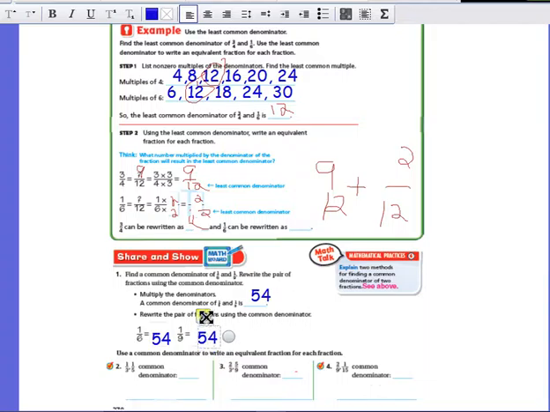Now I need to get my numerator. And my numerator is, well, 6 times 9 equals 54, and 9 times 1 equals 9, and 9 times 6 equals 54, so 1 times 6 equals 6. Those are my new equivalent fractions, and now I could add those together and simplify.